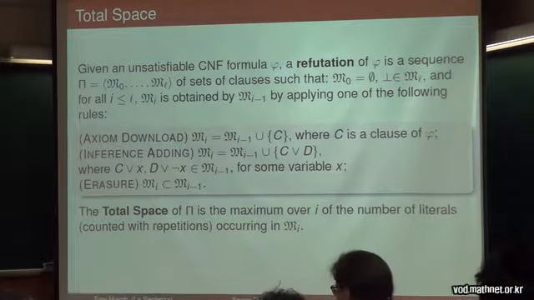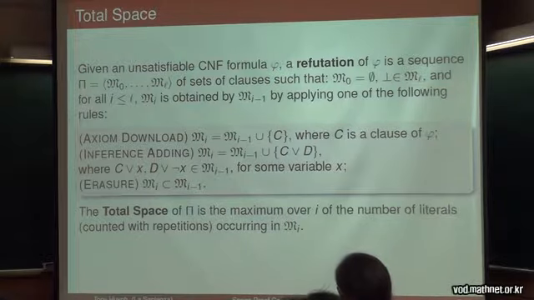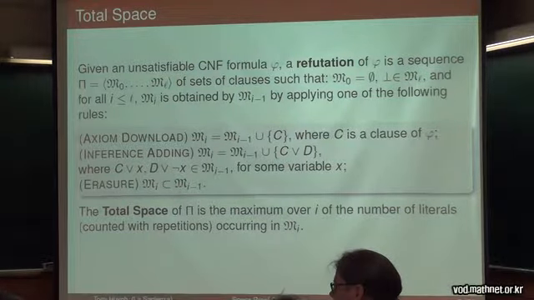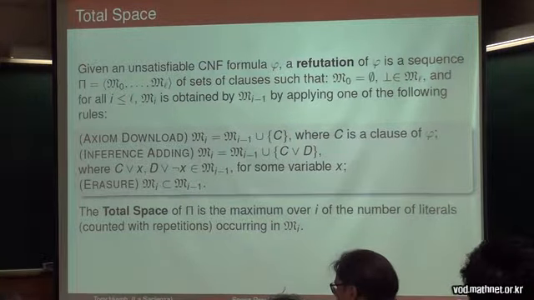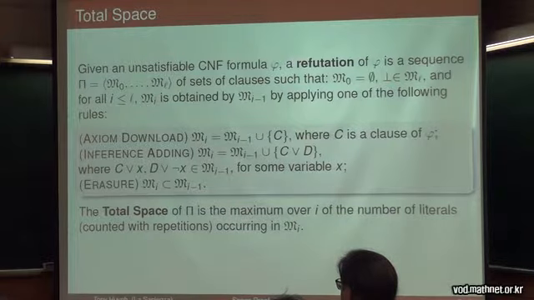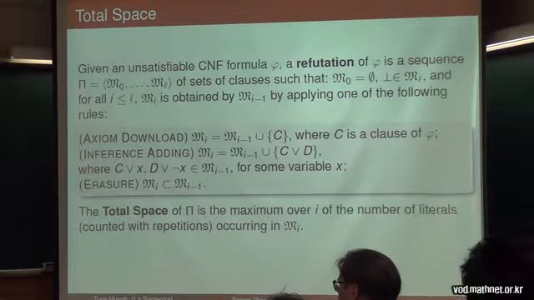The total space of this refutation is, there are different measures of space, but we're interested in this: you look at all the memory states and take the maximum of the number of literals that appear, counted with multiplicity. This is similar to what you would do with a computer. That's roughly how much memory you would need to store this proof.